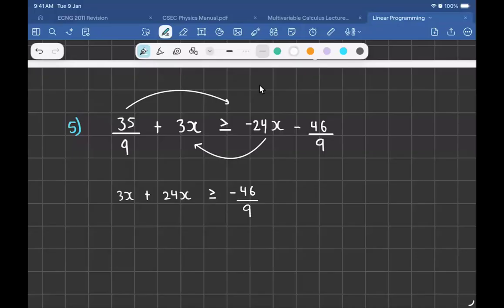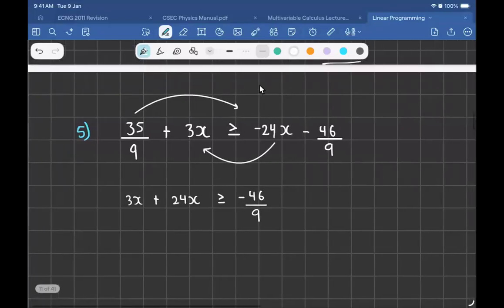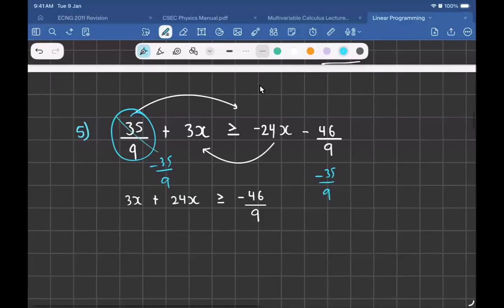Jada, you're muted. It would be plus 35/9. No, it wouldn't be plus 35/9. Watch. If I wanted to get rid of 35/9, I would minus 35/9 on both sides, such that it would cancel off. So it's supposed to be minus 35/9.